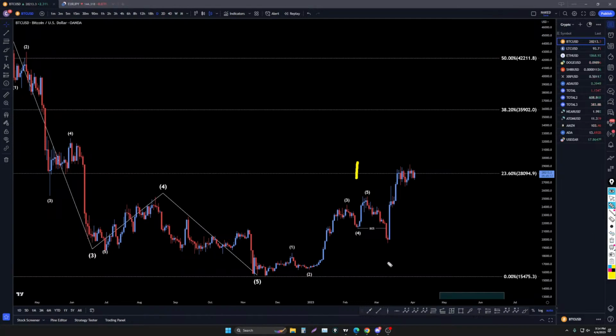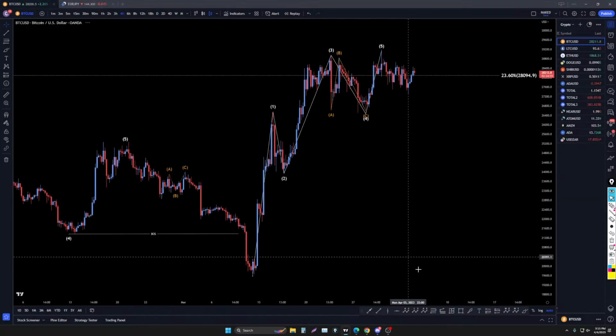Because this could be a 1, 2, 3, and just keep going. Or it could be a B, C, and then turn down. I don't know what it is, but I guarantee if I see a structure break down, I'll know it's a wave C, and if I don't see a structure break, then I know it's a wave 3. As of right now, I would definitely only be looking for longs. This definitely looks very corrective.